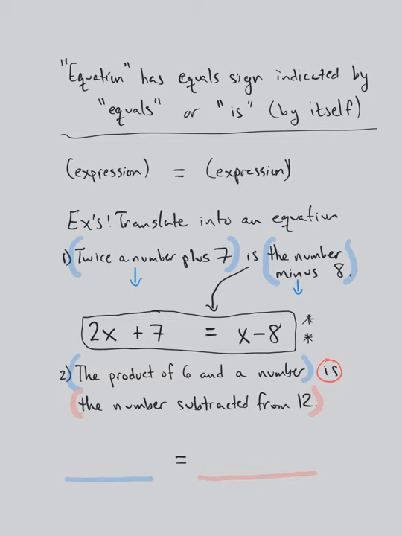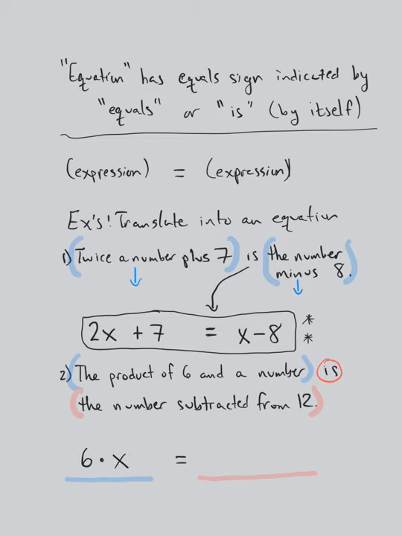So the first one that's in blue is the product of 6 and a number. So remember, what does product indicate? Hopefully you're taking notes and you can look back if you forget. But product indicates multiply, okay? And so we're going to be multiplying here. What two things are we multiplying? 6 and a number, so we'll use a variable for that, okay?